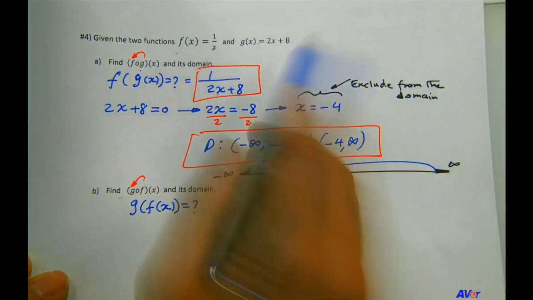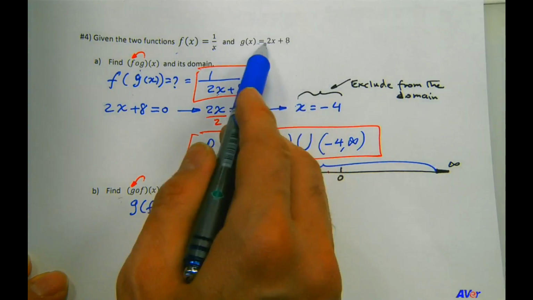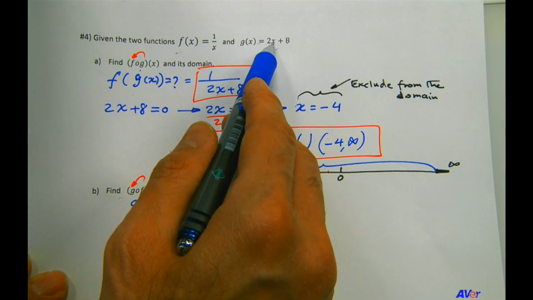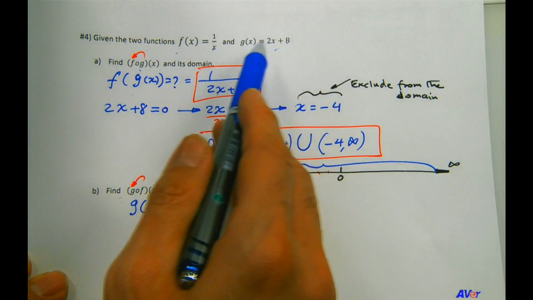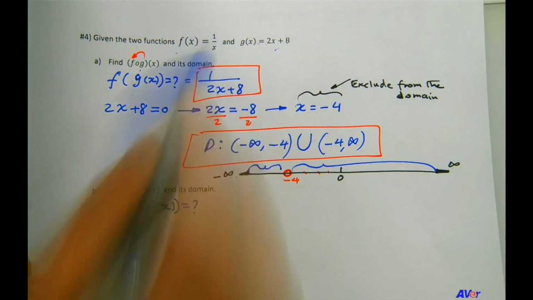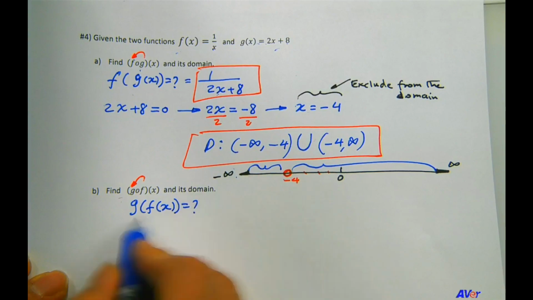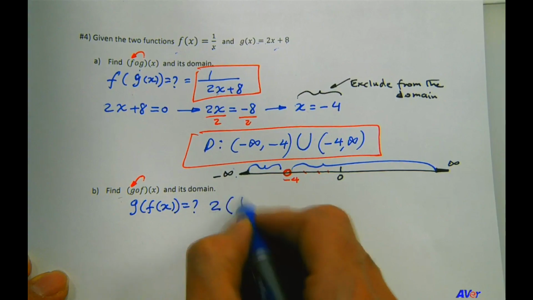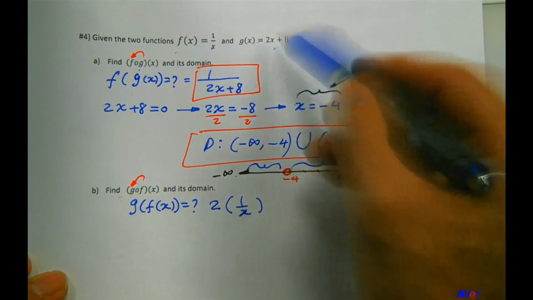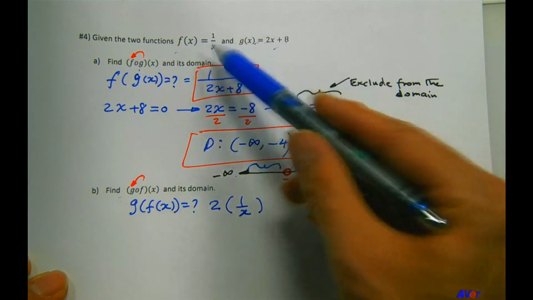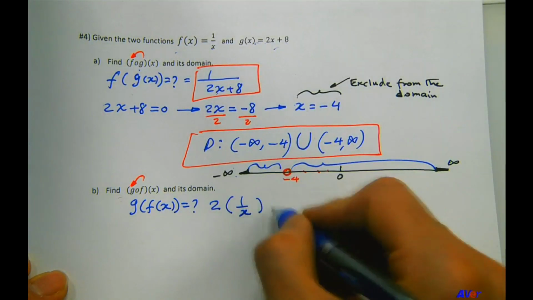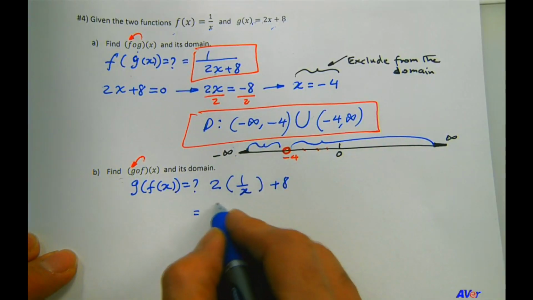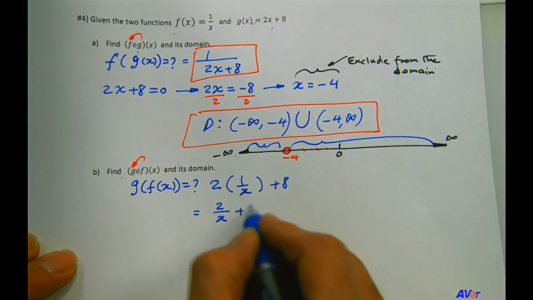Where can it go? It can go into 8. It can go into 2. The only place it can go is to replace x, because x is a variable. It can take any value. In this case, it should take the value 1 over x. So we have g composition of f is 2 times 1 over x plus 8. Notice what happened. The x in g was replaced by f, all of f. Let's simplify this a little bit. 2 times 1 over x is 2 over x plus 8.